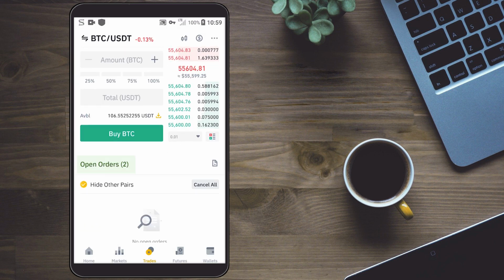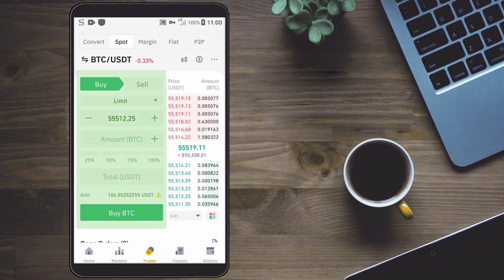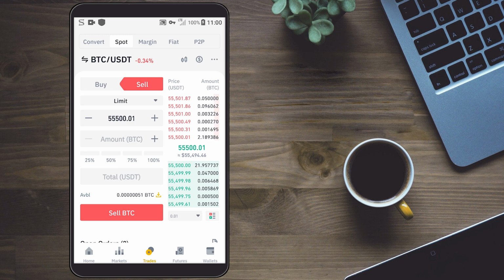And here the open orders are shown, and here by touching this you can also access your order history and trade history. And here is where you actually place buy or sell orders for trading coins. Here we have two tabs, buy and sell.